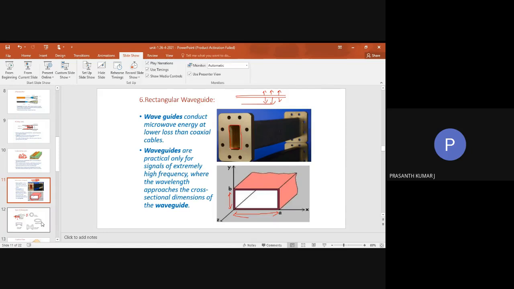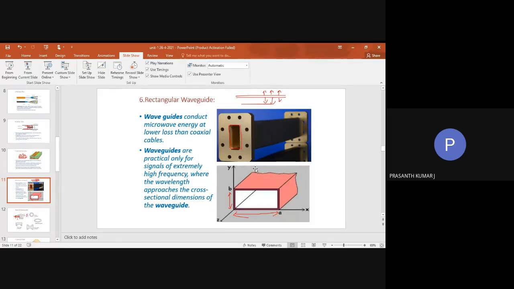Now the question is, if I want to go for higher frequencies, what do I have to do? Can I use these transmission lines? The answer is no. If you use these transmission lines, there are losses in the transmission line. There are radiation losses and attenuation losses. Because of these losses, we cannot use these transmission lines. So we go for another type of transmission line, called a waveguide.